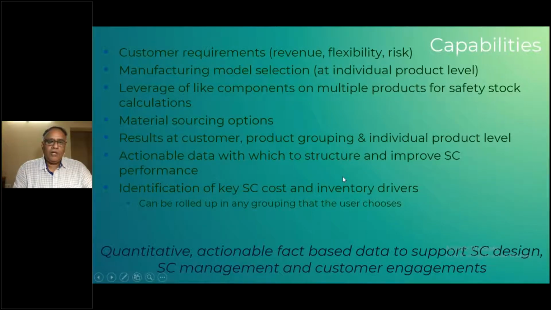Your complete grouping of products and individual product level has to be mapped, so that your whole sourcing aspect within supply chain management has to evolve in that. And as we discussed, your actionable data structures the whole supply chain performance at that level. To summarize these capabilities, as I've given in a one-liner at the bottom: quantitative, actionable, fact-based data to support supply chain design, supply chain management and customer engagement. So these are the basic capabilities needed around supply chain management.